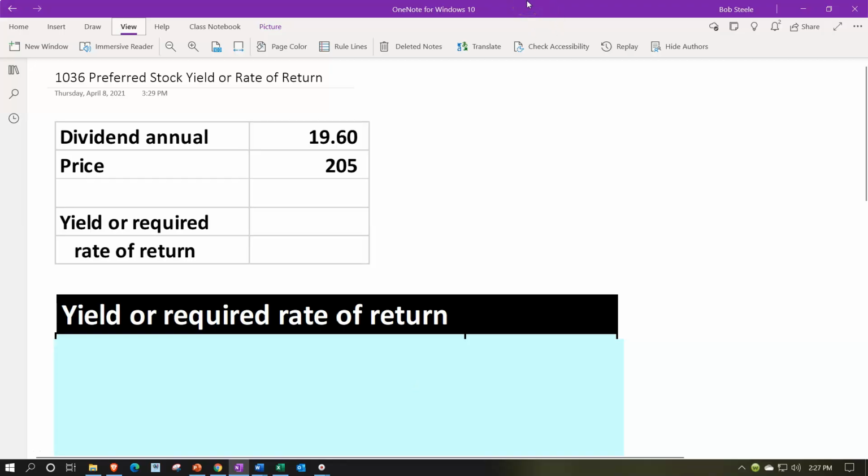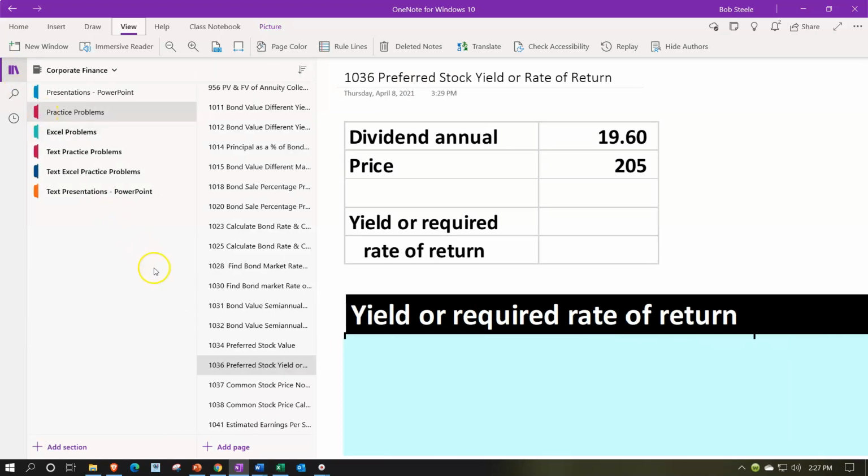Here we are in OneNote. If you have access to OneNote and would like to follow along, you're not required to, but if you would like to, we're on the icon on the left-hand side. We're in the practice problems section and the 1036 preferred stock yield or rate of return tab.